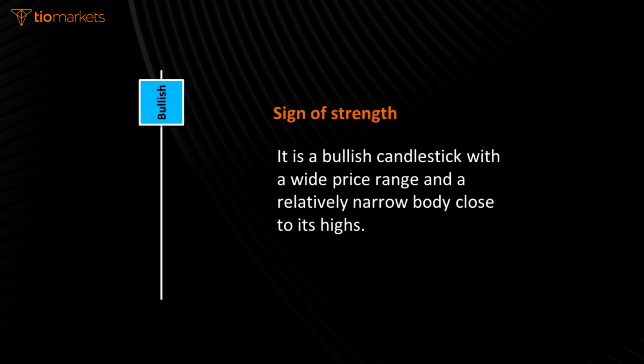This formation can also be seen as a sign of strength. It is a bullish candlestick with a wide price range and a relatively narrow body close to its highs. It shows us that sellers try to drive the price down, but buyers recovered. When a candlestick like this appears after a move down, there might be signs of exhaustion or a temporary bottom might be forming. But after a move up, it can also be seen as a sign of weakness.